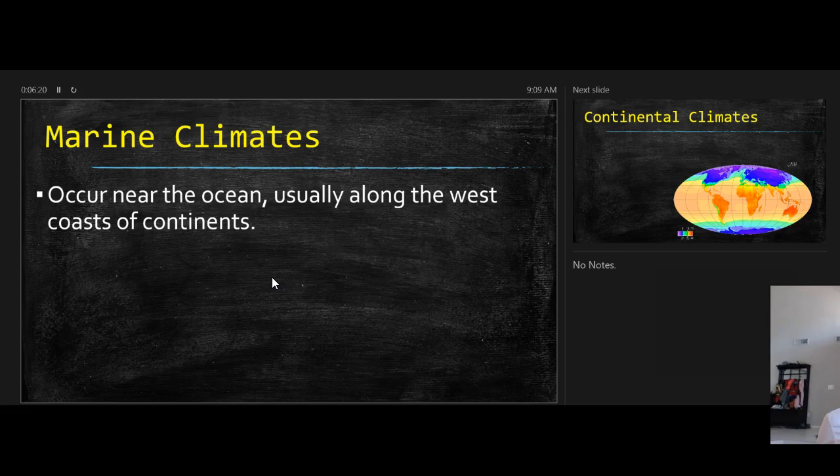And we have marine climates, and these occur near the ocean and usually on the west coast of continents. Marine climates tend to only affect an area that's close to the actual ocean area, whether cold or warm water. If you go further inland, once you get some distance from the water, the climate reverts back to the continental climate of whatever it would be for that region. But a marine climate can be greatly affected by the temperature of the water.